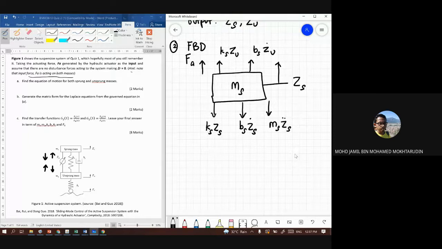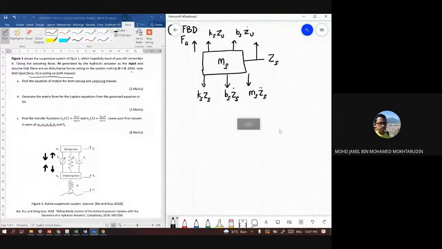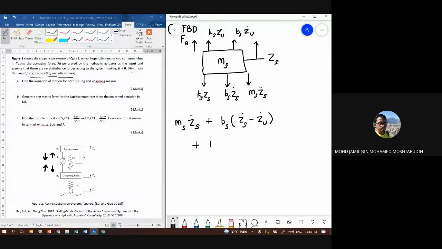Then we can write the equation of motion. So we have Ms Zs double dot plus Bs (Zs minus Zu) dot plus Ks (Zs minus Zu) equals Fa. Okay, so this is in the time domain.